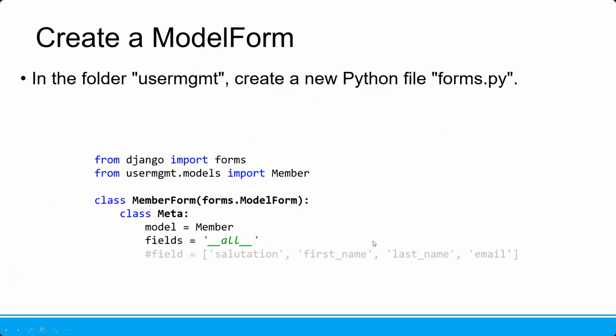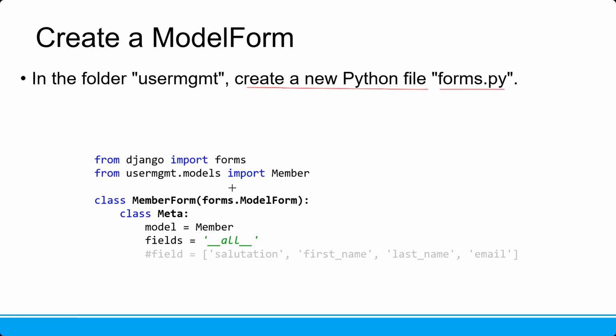Now, for this purpose, I would like to make a form. A form means, as you learned from HTML, we want to input something. For example, I want to input the name, the salutation, and the email. Okay, so let's say in the user MGMT, I want to create a form. So let's create a new Python file, and let the name of the Python file be forms.py.